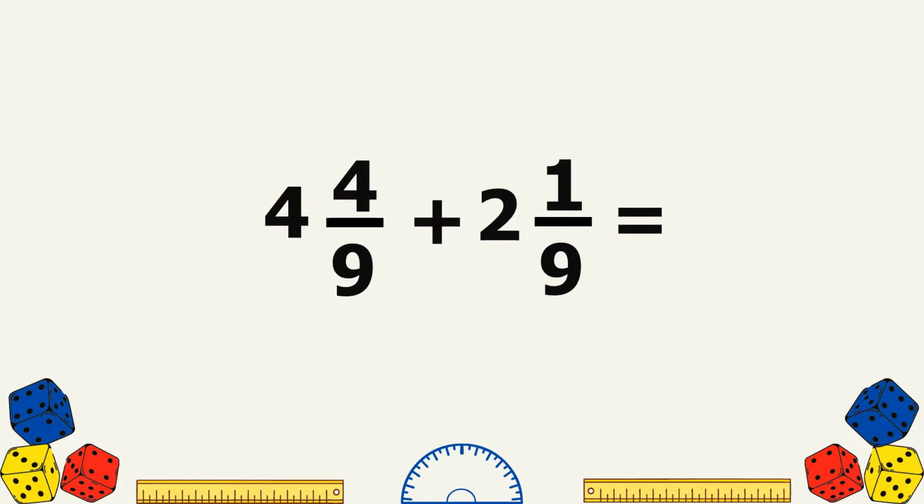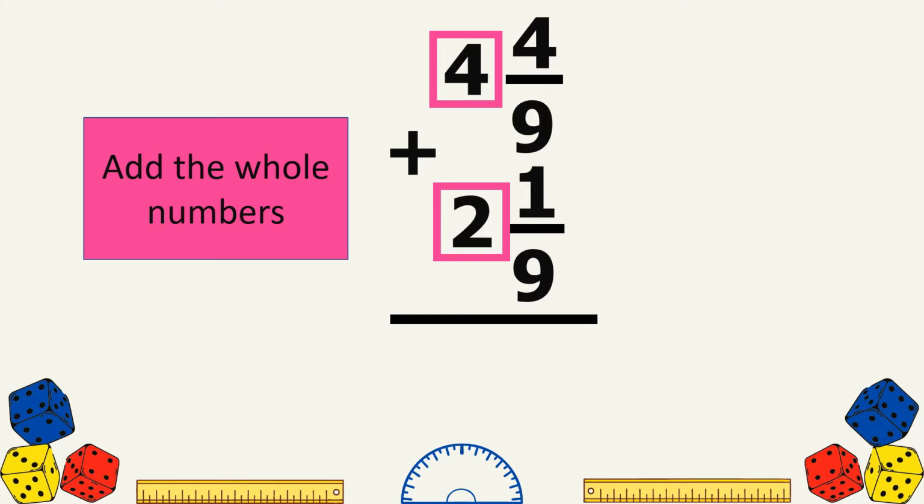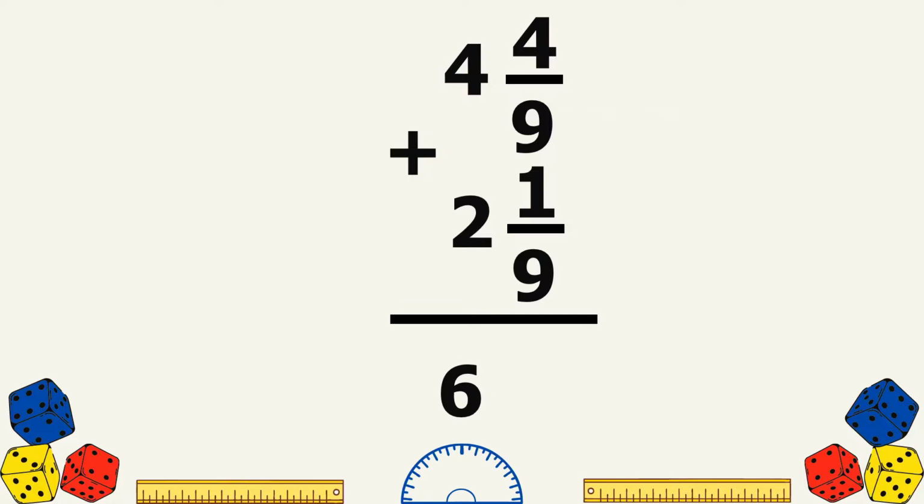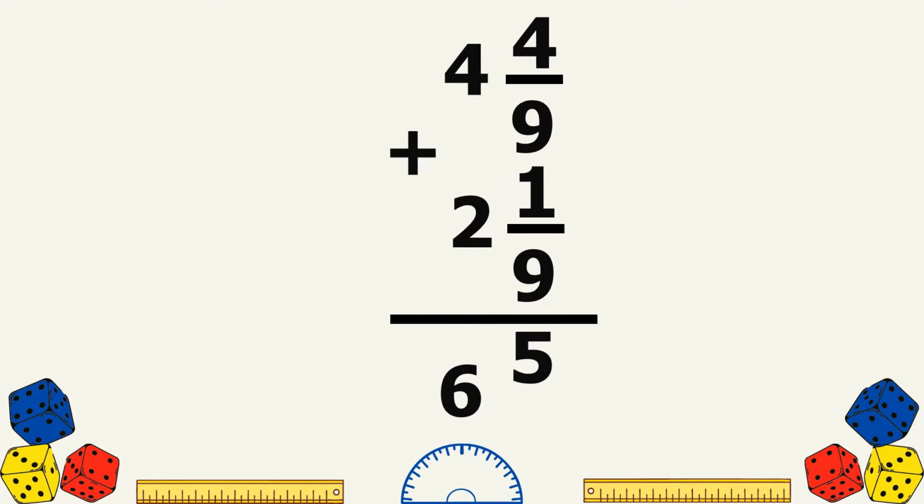The next example involves mixed numbers. 4 and 4/9 plus 2 and 1/9. Since we are adding mixed numbers, it is easier to add them if you write them vertically like this. Then let's add the whole numbers first. 4 plus 2 equals 6. Then add the numerators. 4 plus 1 equals 5.